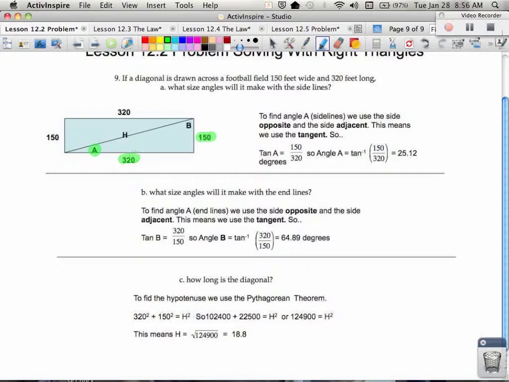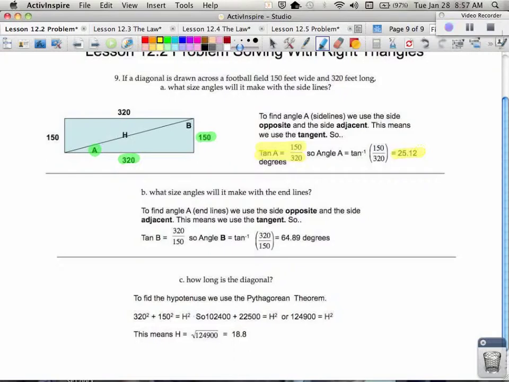When I see that I have an angle that I'm looking for, and an opposite side and an adjacent side, that means I'm working with tangent. So I set up that my tangent is equal to 150 over 320. When I do inverse tangent of 150 divided by 320, I find my answer to be 25.12.